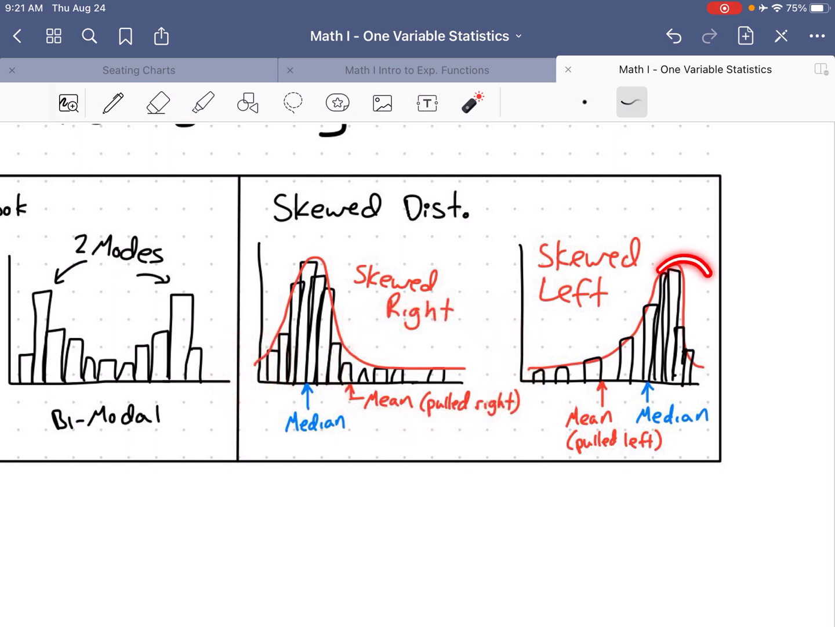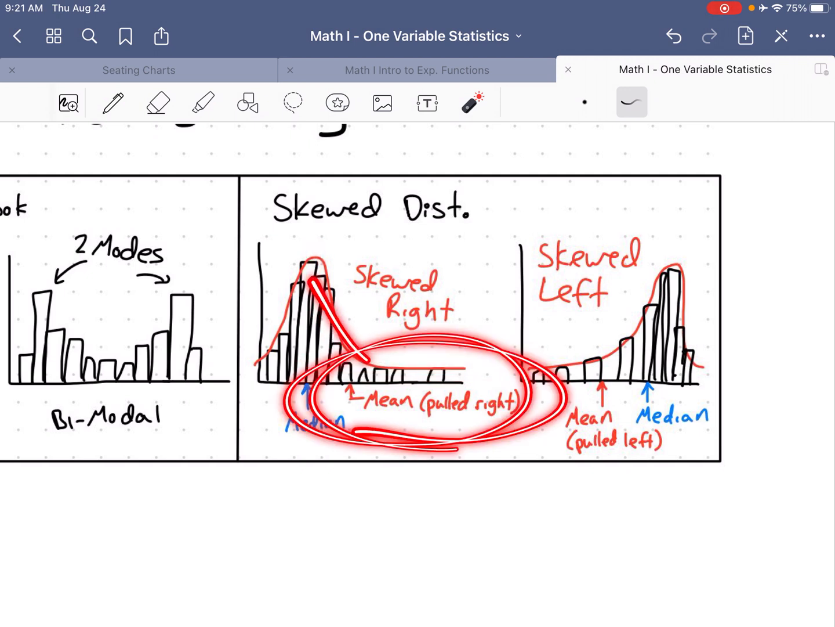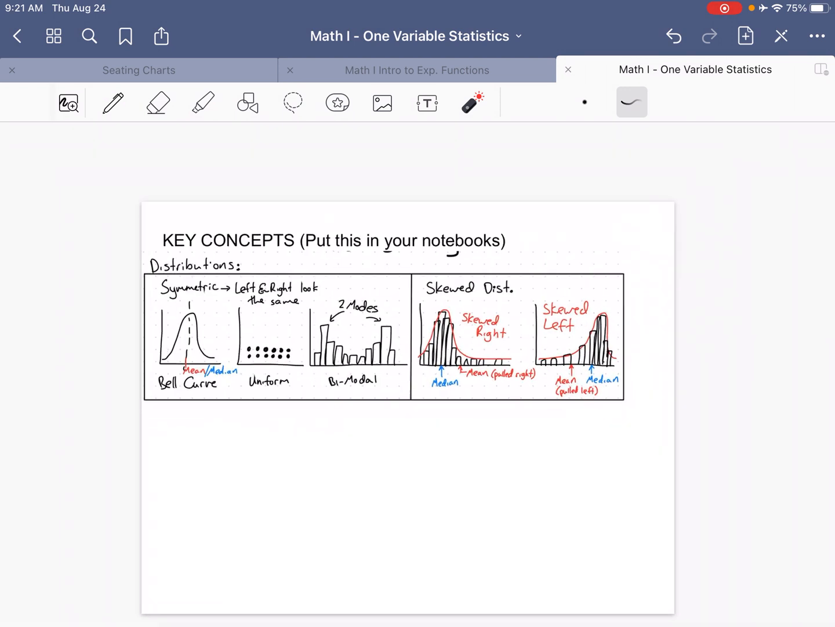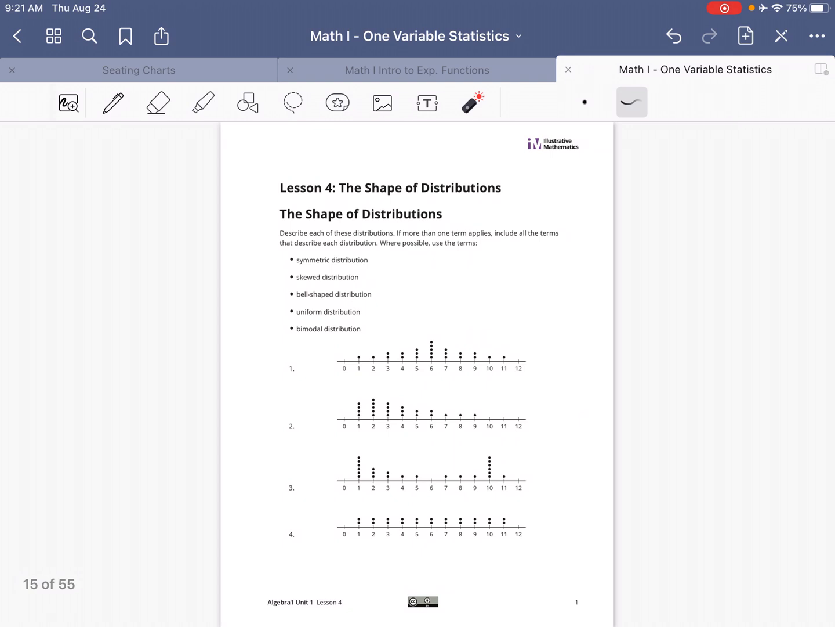Skewed left means we have one strong main peak, not very many other data points to the right. We have a lot of data points to the left that are just kind of stretched out. Skewed left, it's stretched out to the left. Skewed right, it's kind of stretched out to the right. The mean, the average, kind of gets pulled to the right a little bit. This is like an outlier situation. Over here, the mean gets pulled to the left. Again, another outlier situation.